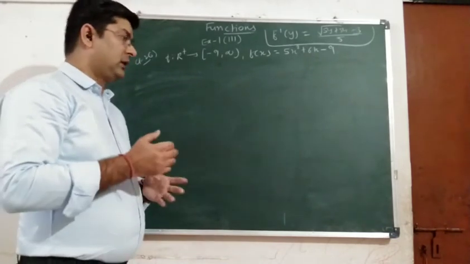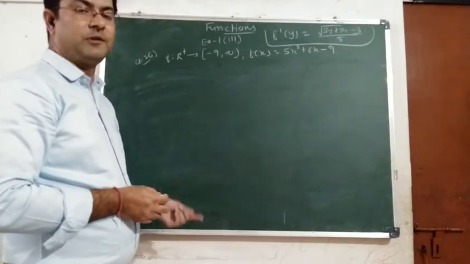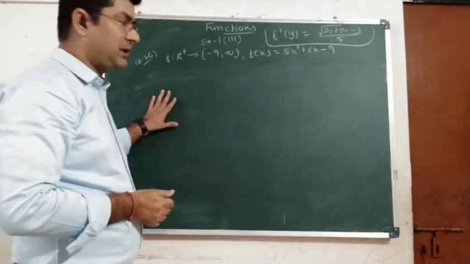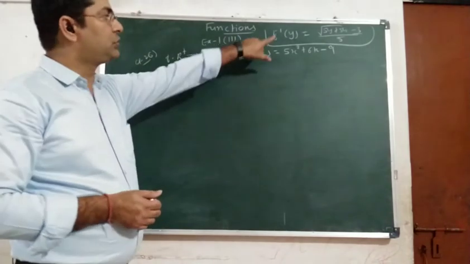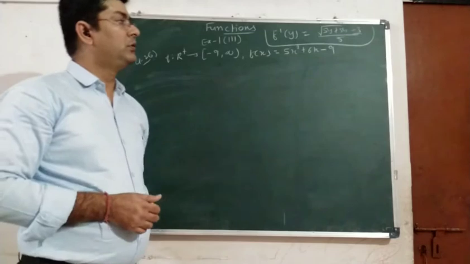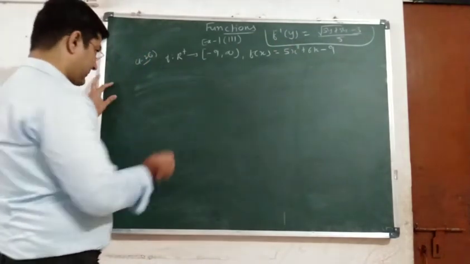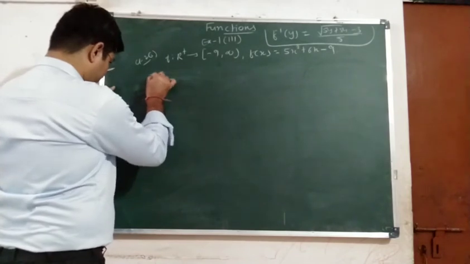Now we know that a function is invertible if it is a bijection. It means it is both one-one and onto. So first we will check the bijectivity and then we will show that this is the inverse. f inverse y is equal to this given value. Clear? So let us first check the bijectivity. So first injectivity.